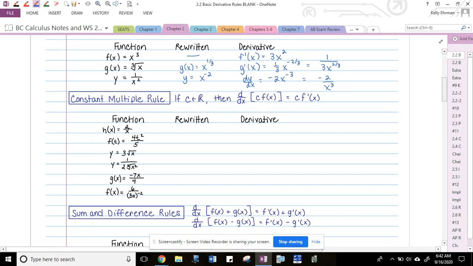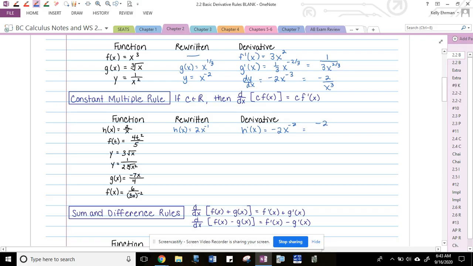The constant multiple rule. So if you have some constant value being multiplied by your f of x, you can find the derivative of f of x first and then multiply that constant in at the end. So you can think of this as 2 over x, which is 2x to the negative 1. And you're not taking the derivative of 2 and the derivative of x to the negative 1. You're just saying the 2 is along for the ride. h prime of x is 2 times negative 1, so negative 2, x to the negative 1 minus 1, negative 2.